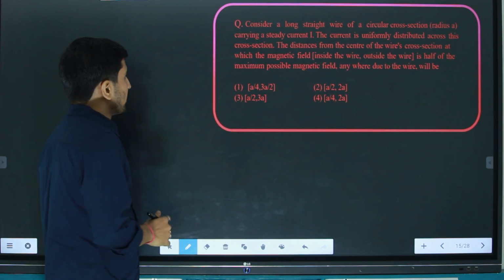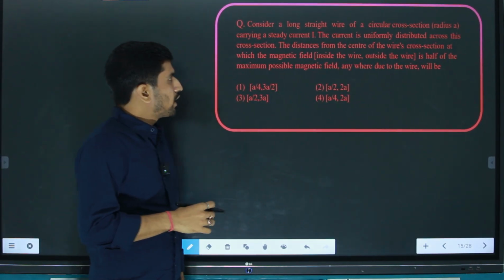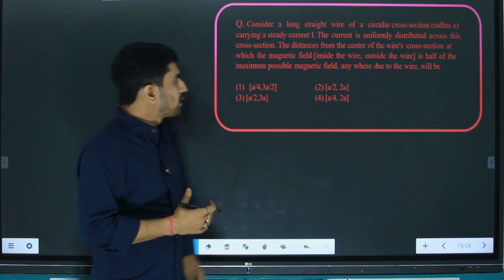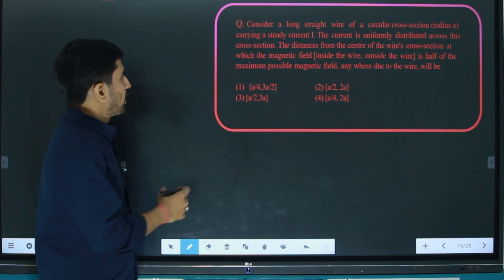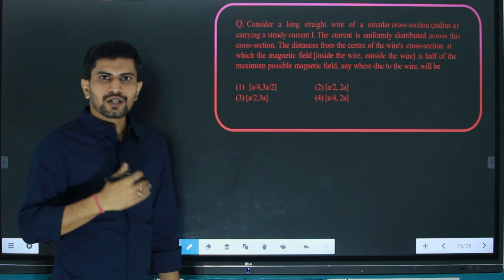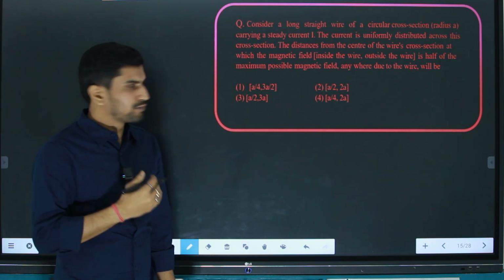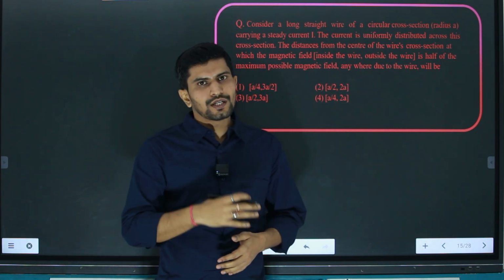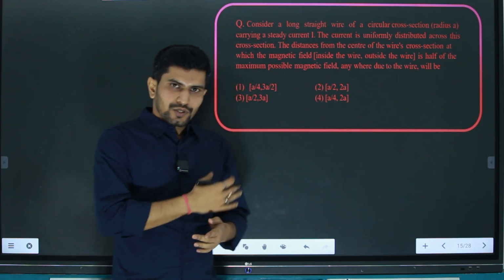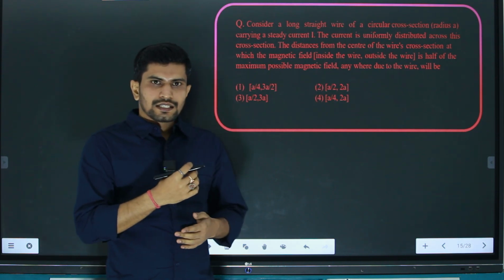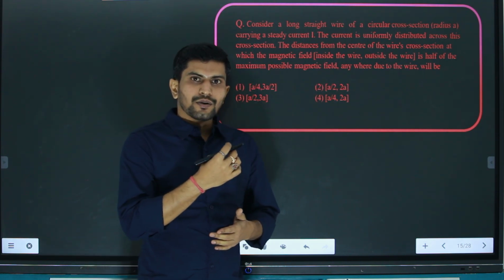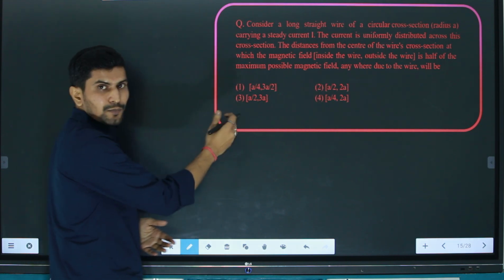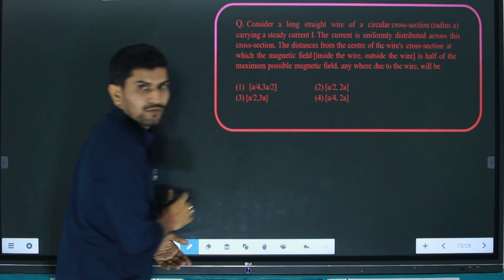Let's read the question. So according to the question, we have a long wire of radius A. The wire is in the shape of a cylinder and the radius of the cylinder is A, and the electric current I is flowing uniformly throughout the cross section of the wire. Now we know that a current carrying conductor is a magnet, and therefore it can have a magnetic field. The question is, what is the distance at which the magnetic field will be half of the maximum possible magnetic field? Let me explain with the help of a diagram.